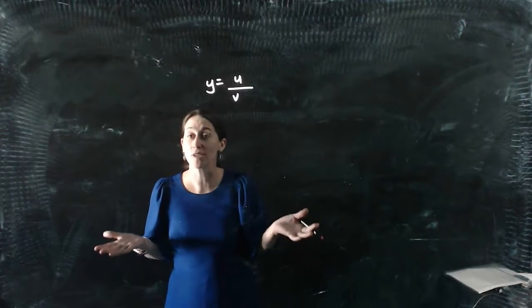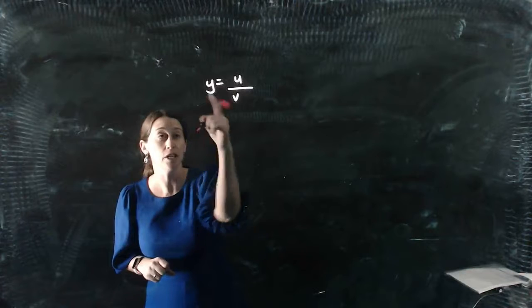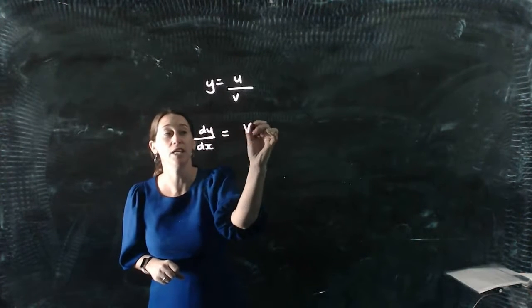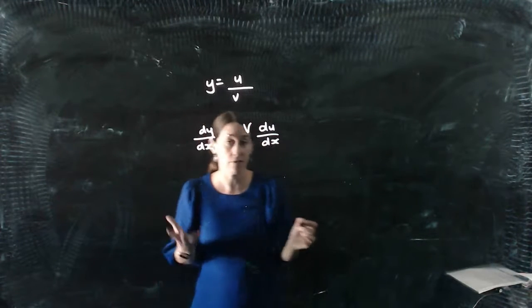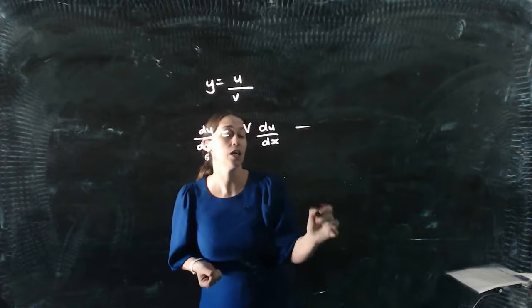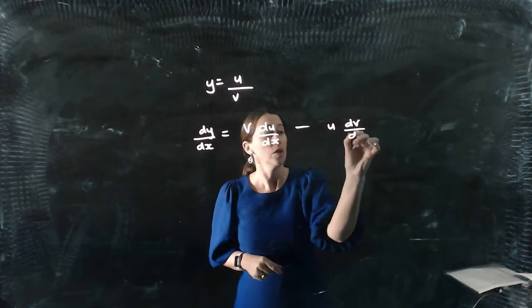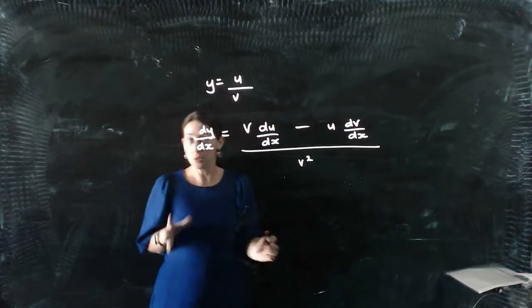Of course, quotients are all rational functions. So let's have a look at the quotient rule. To differentiate a quotient, we say that dy dx equals v multiplied by the derivative of u with respect to x, obviously if the function's in terms of x, take away u multiplied by the derivative of v, all divided by v squared. And that's your basic quotient rule.